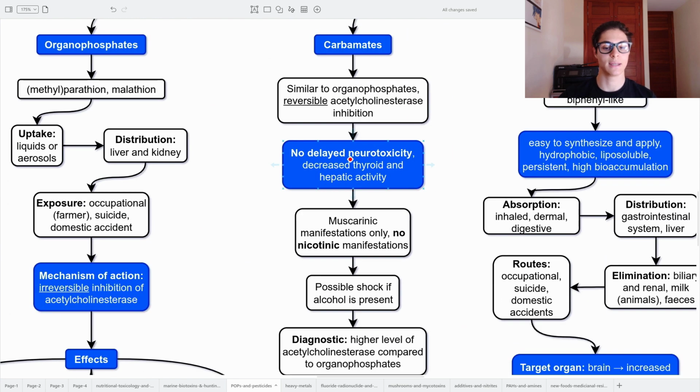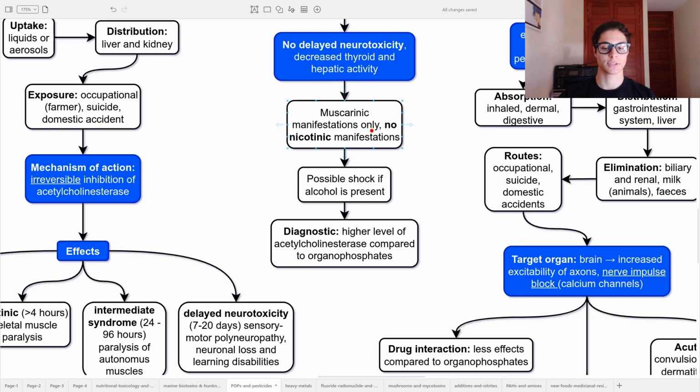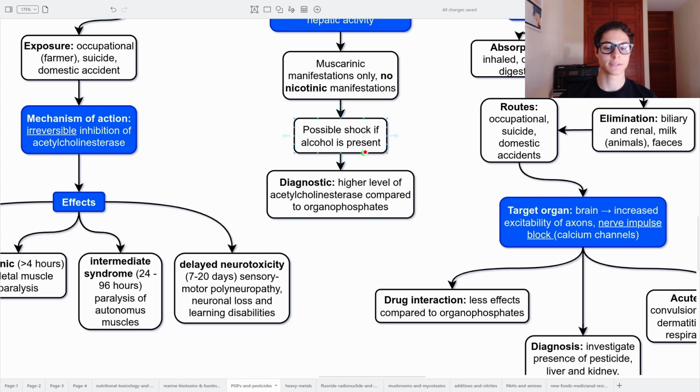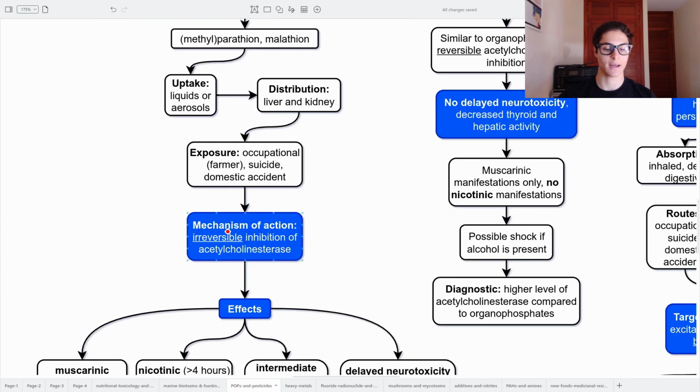They do not have delayed neurotoxicity because of that reason, and there is a decreased thyroid and hepatic activity here. There are only muscarinic manifestations and no nicotinic manifestations. When alcohol is present, there is a possible shock, and the diagnostic criteria to differentiate between these two is higher levels of acetylcholinesterase in the carbamates compared to the organophosphates. Again, because here the inhibition is irreversible.